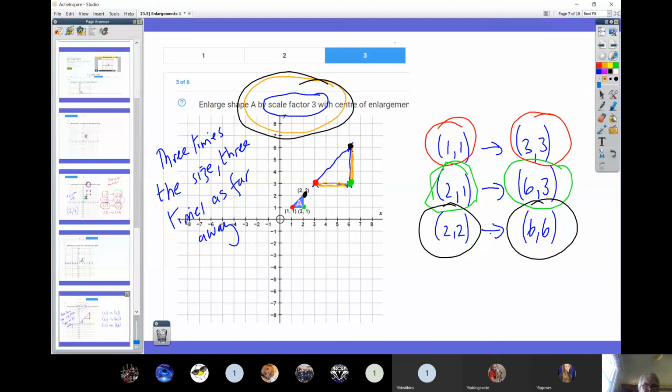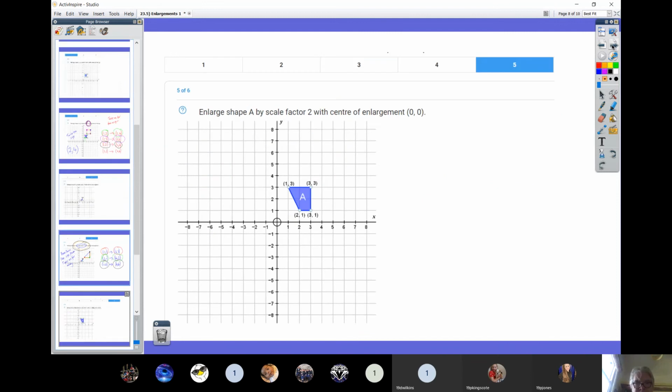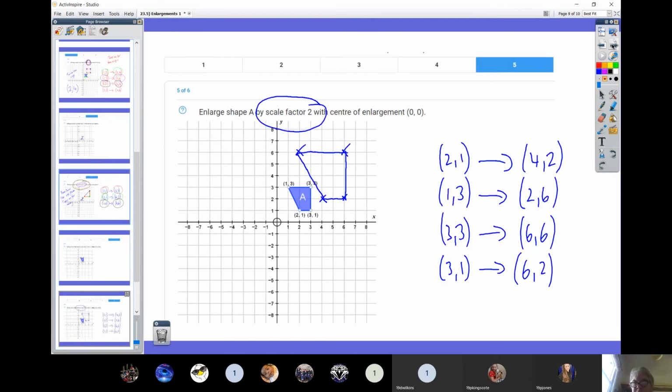Now remember, it's going to be a similar shape. So if it's a triangle to start with, a right angle triangle to start with, it's going to finish being a right angle triangle. If you started off with a square and you end up with a rectangle, you have gone wrong. So I think that was it from memory. Yes, that's just more practice. Don't think we need to do that one.